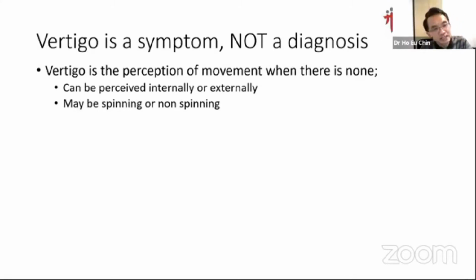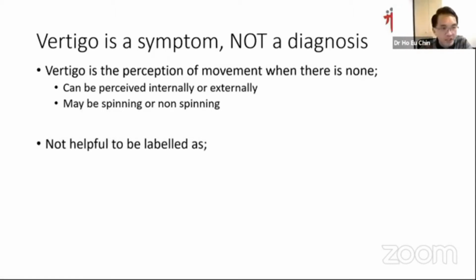And I want to stress the point that it is not helpful for patients to be labeled as having chronic vertigo. Chronic means long-standing versus acute. Acute means short-term, right? So chronic vertigo means that yes, you have a chronic perception of movement when there's no movement. It's a symptom. It's not a diagnosis. Okay? Or chronic dizziness.